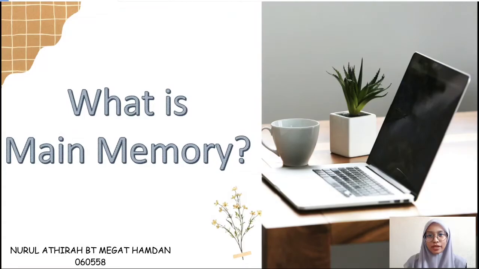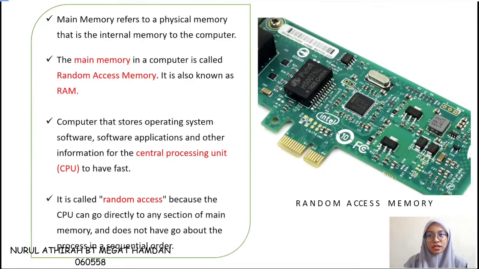What is main memory? Main memory refers to the physical memory that is internal to the computer. The main memory in a computer is called random access memory, also known as RAM. It stores operating system software, software applications and other information for the central processing unit, CPU, to access quickly. It is called random access because the CPU can go directly to any location of main memory and does not have to go through the process in a sequential order.